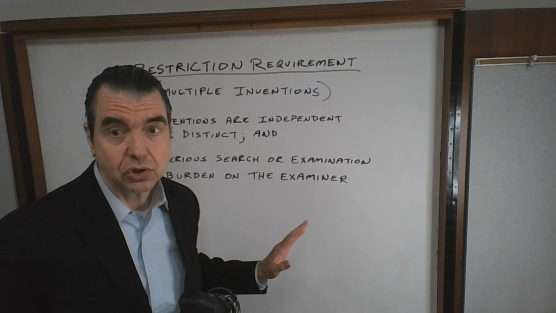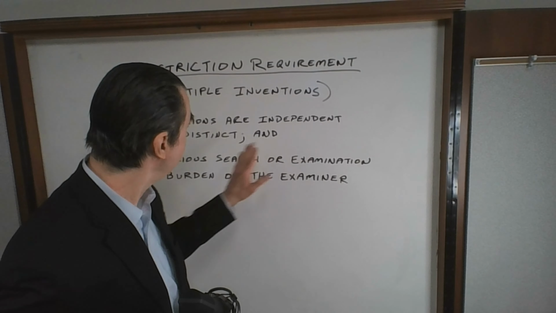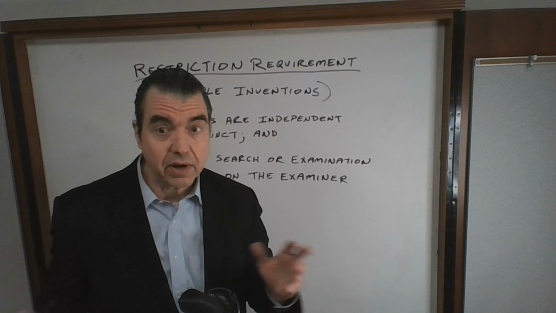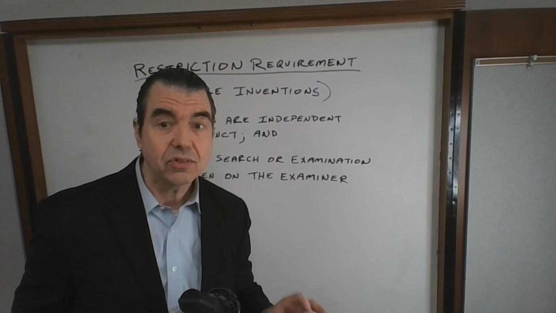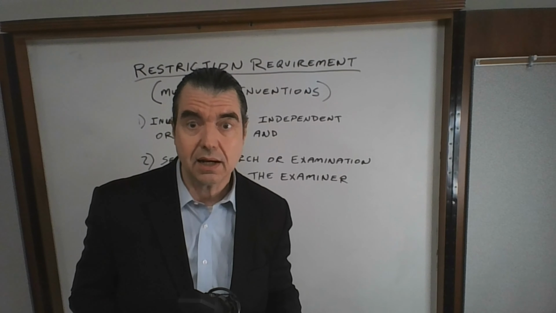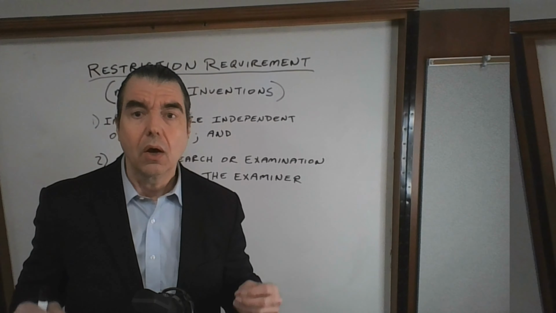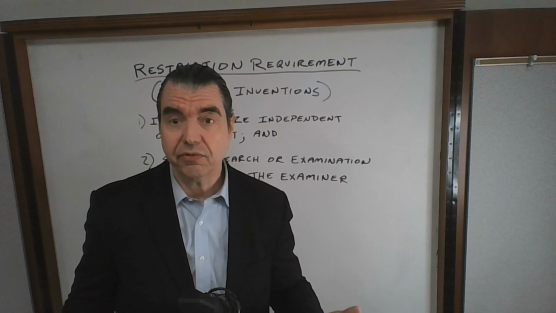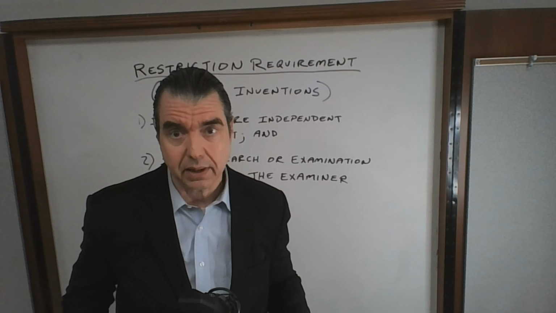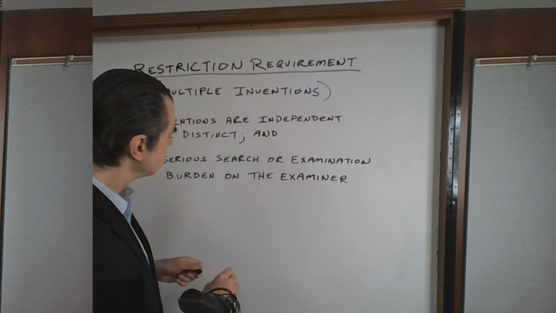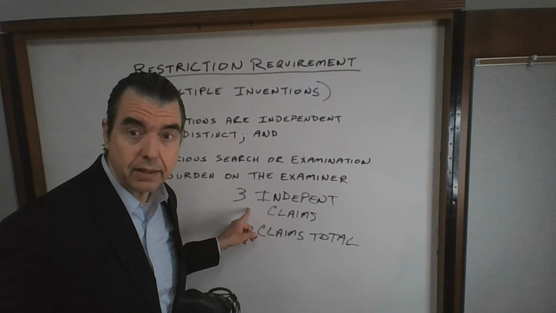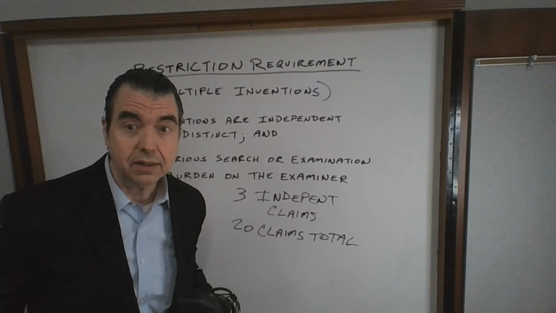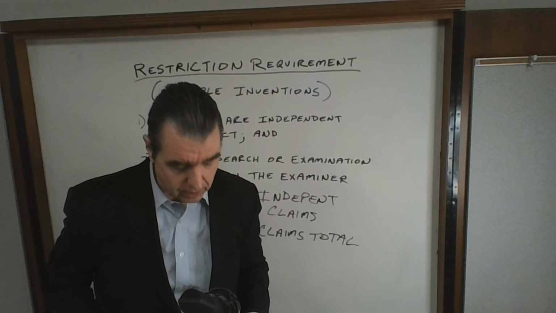I want to make sure that the word independent, in terms of the inventions being independent, isn't confused with the idea of an independent claim. When you file a utility patent application, the standard filing fee that you pay as an applicant gives you 3 independent claims and 20 claims total in the application.